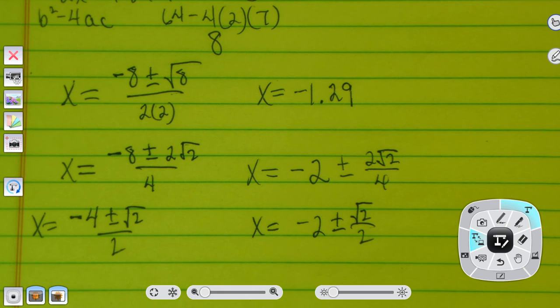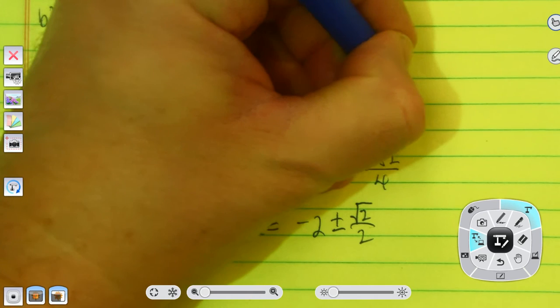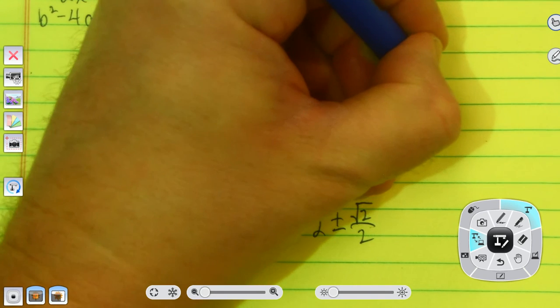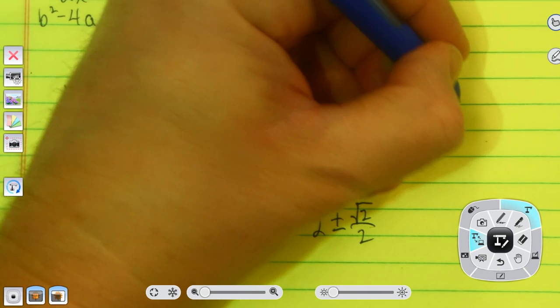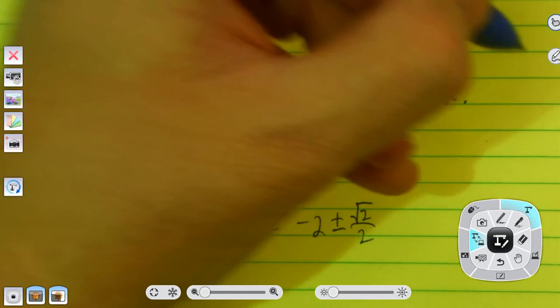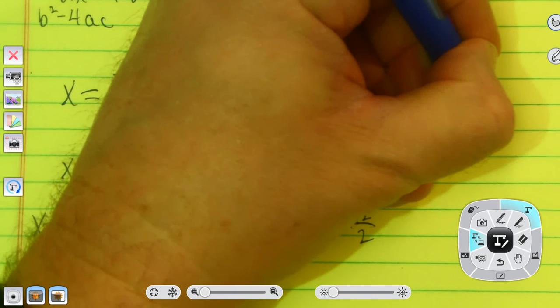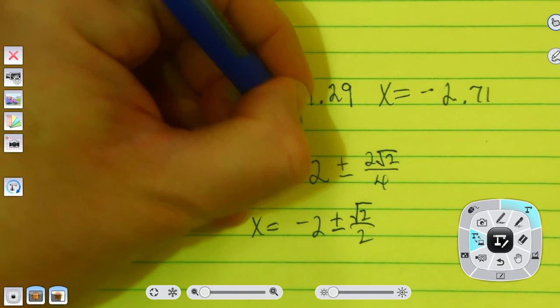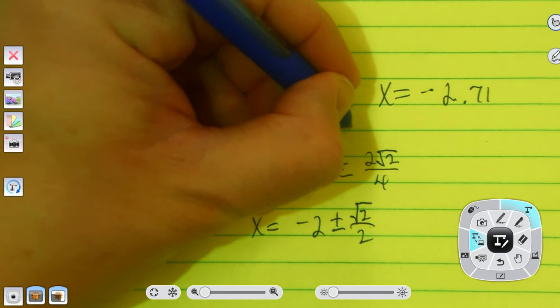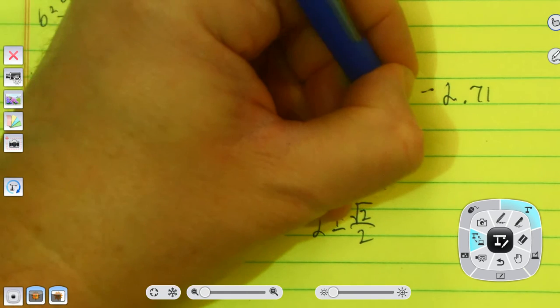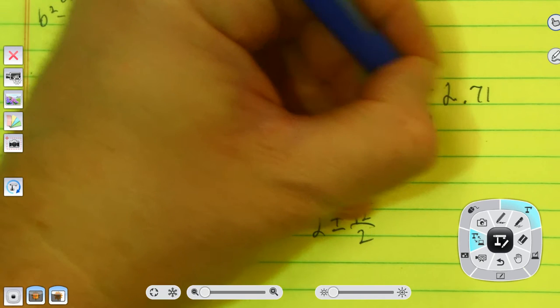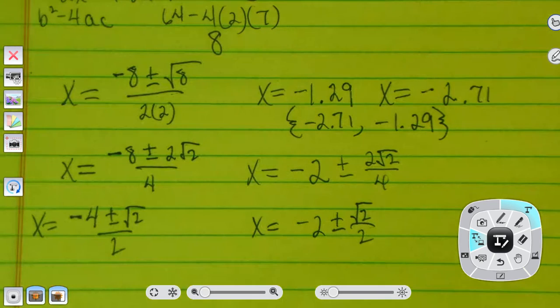Or a negative 8 minus radical 8, divided by 4. And that answer is negative 2.71. So the solution set there could be a negative 2.71 and negative 1.29. Those are just approximations because there's more decimal places.